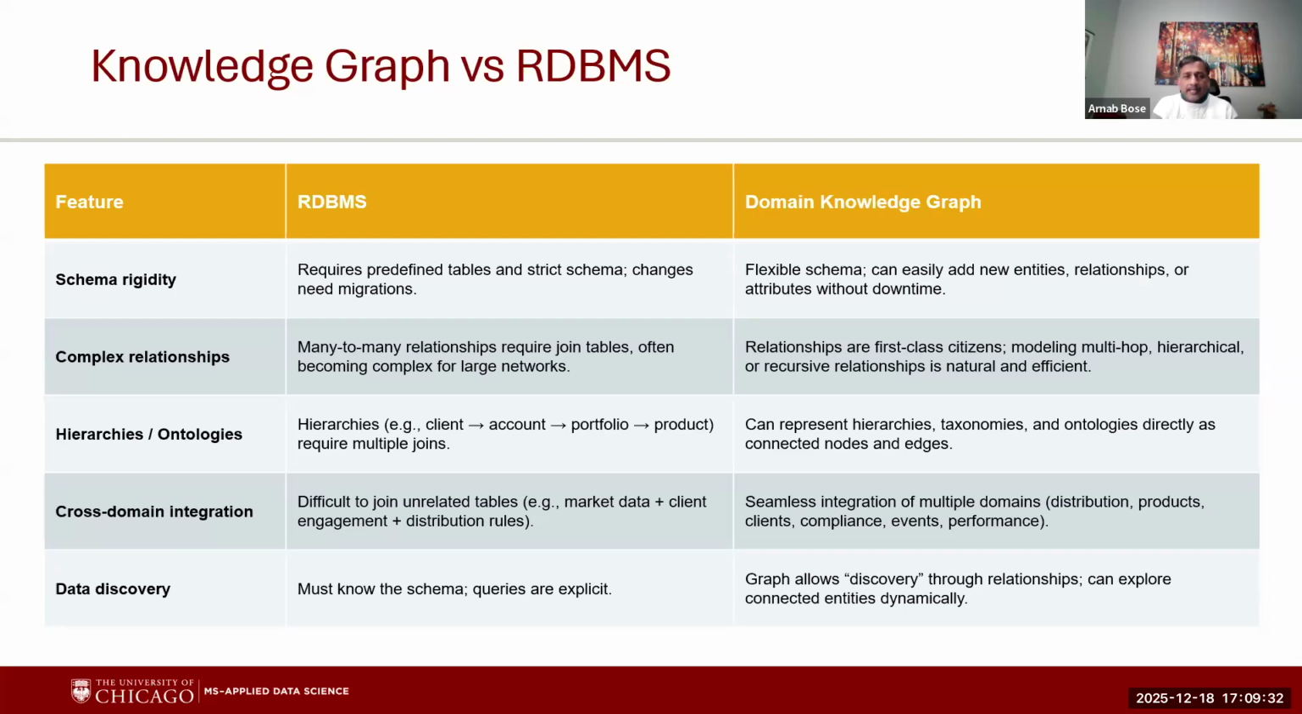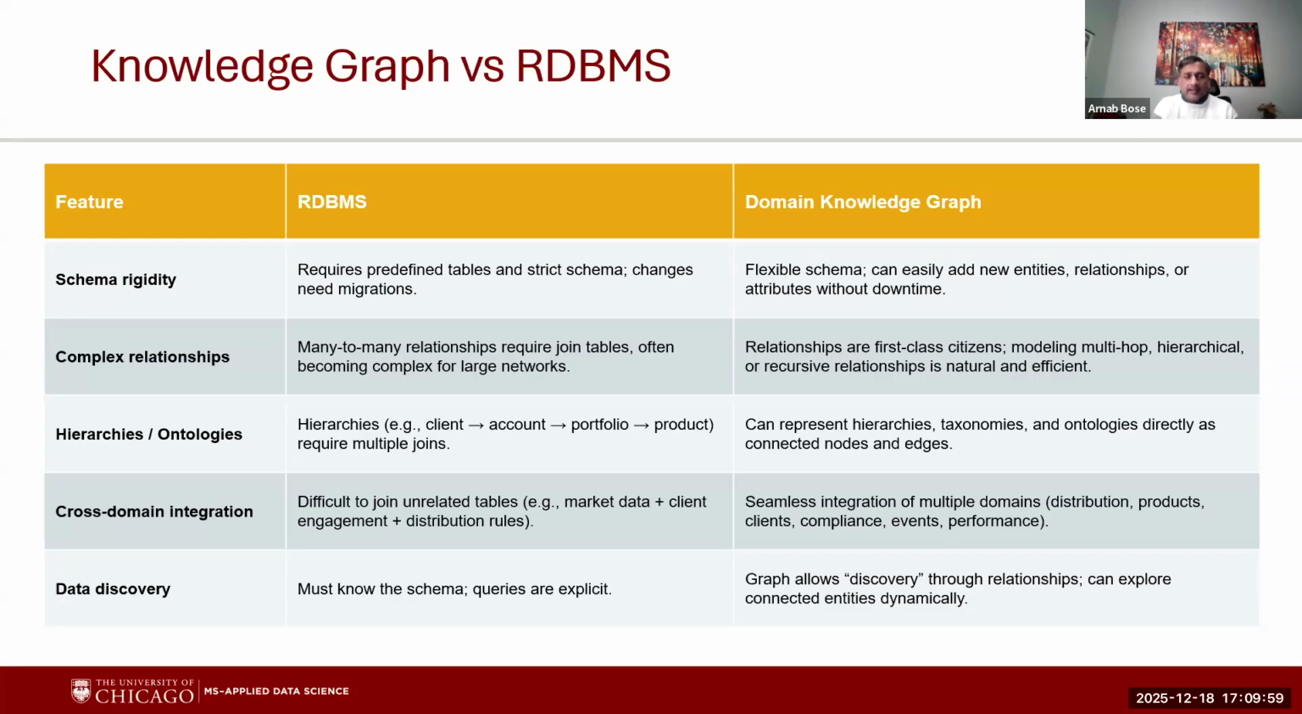In a cross-domain integration, if you are trying to connect unrelated tables, it's difficult. It's not impossible, but it involves a lot of work. In contrast, with the knowledge graph, you can always put data into the same graph. You can put in data from different functionalities, different, say, business verticals.